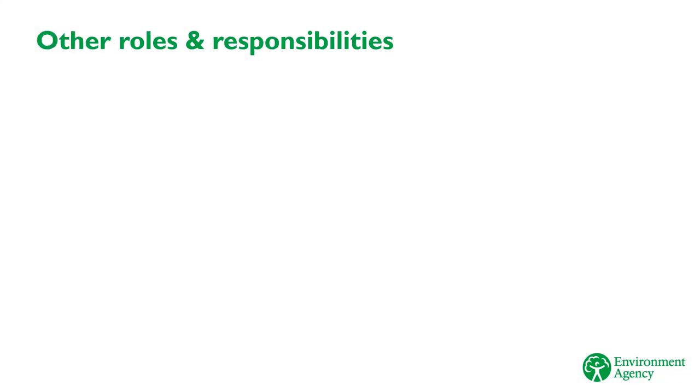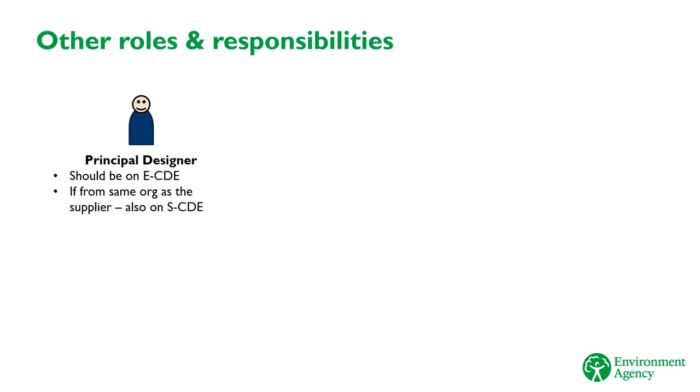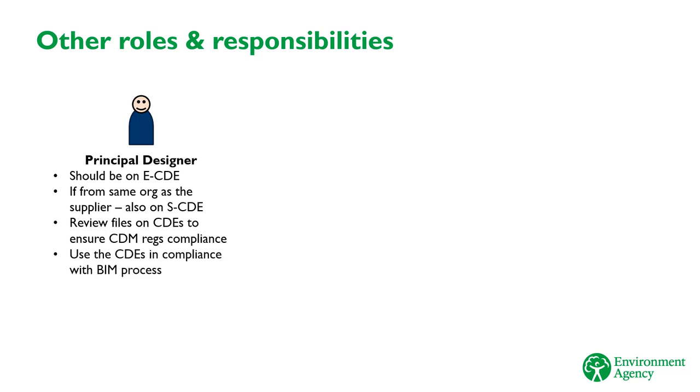The other types of role you'll see on a BIM workspace can be split down to three categories. The first is the Principal Designer, required under the CDM regulations. This person is the other member of the supply chain who should be added to the E-CDE. And if they're from the same organisation as the supplier delivering the work, then they also need to be added to the S-CDE. This is to allow them to fulfil their requirements under CDM, to review information to ensure that health and safety risks are managed correctly. Their other responsibility under BIM is to comply with the BIM process for reviewing and sharing information.